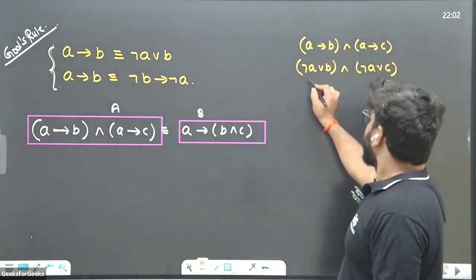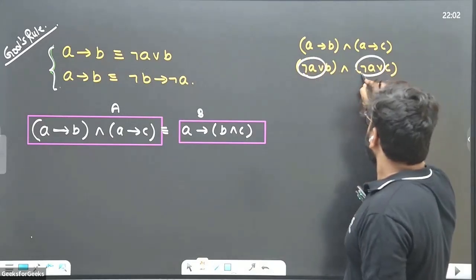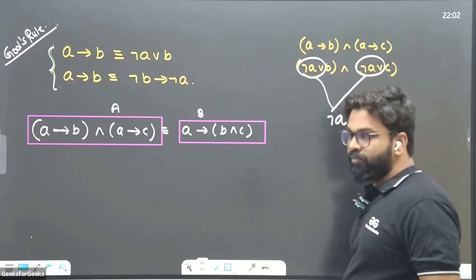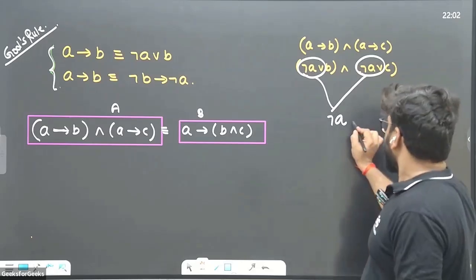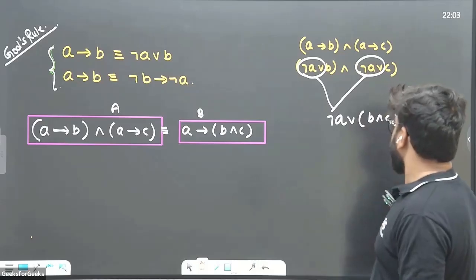Then what will happen? Now here, using the distributive law, you can take negation of A common and pull it out. What you will get is nothing but B and C. Here you can write B and C.